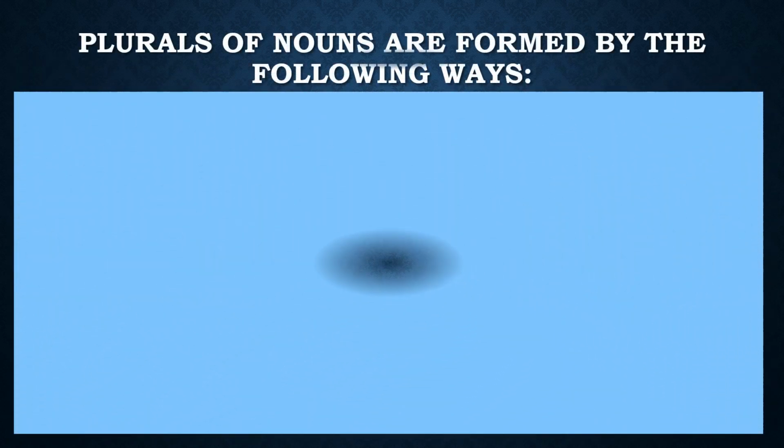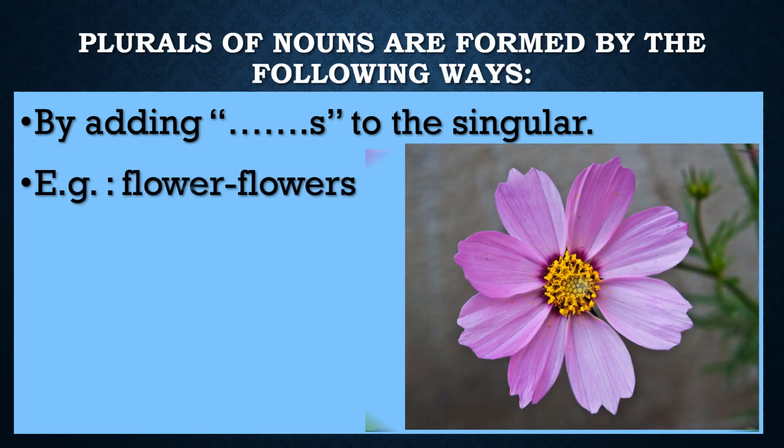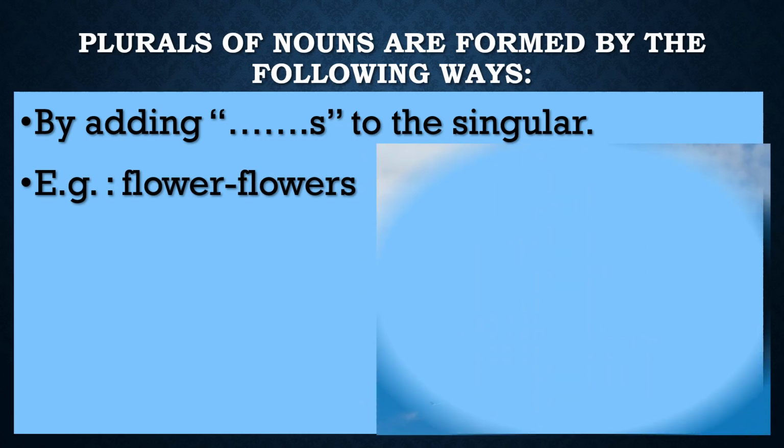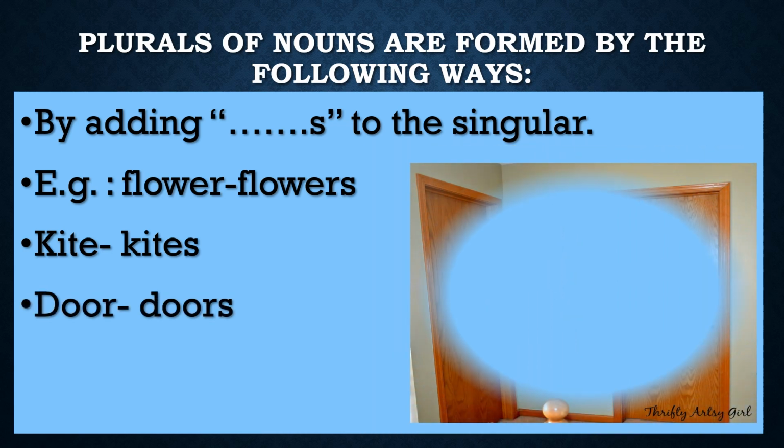Plurals of the nouns are formed by the following ways. Let's see all the rules one by one. First rule is we generally add s to the singular noun. Examples: flower, flowers; kite, kites; door, doors.